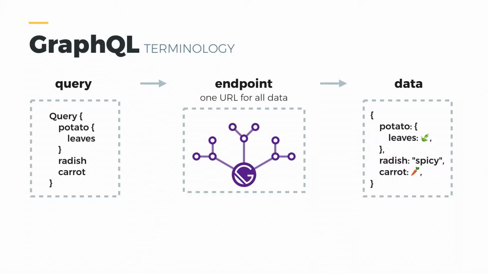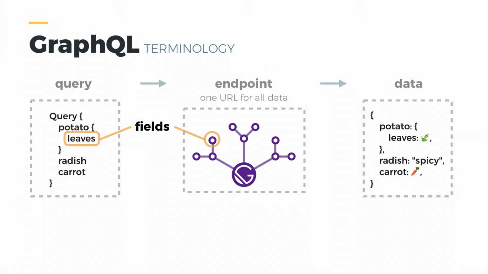And there is one URL for all of the data, right? So this little illustration here shows how the graph looks, like how the data is related to each other. But that whole thing is one endpoint, one URL where you're sending these queries to, okay? And then of course we're going to get some data back.